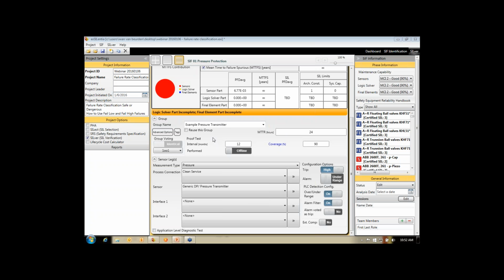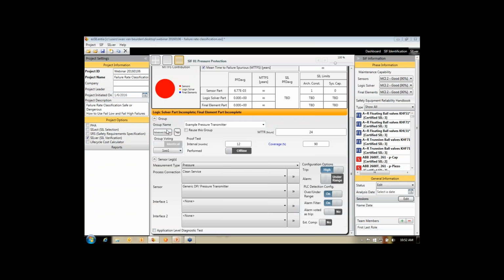Another question, I like this one. Do the no effect failures increase the safe failure fraction? Excellent question. And why is it an excellent question? Because the answer is yes and no. So let's look at the yes part.